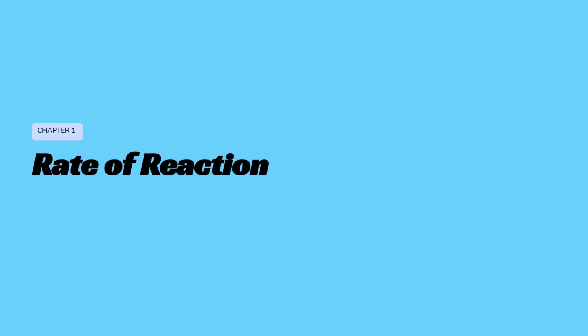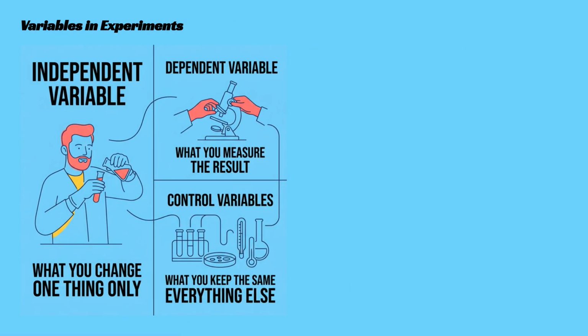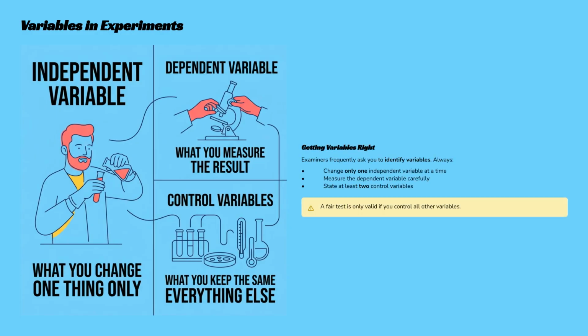Chapter 1 focuses on the rate of reaction, investigating the factors that affect how quickly a chemical reaction takes place. The rate of reaction measures how quickly reactants are converted into products. A faster rate means more product is made in less time. Remember the 3 types of variables: independent, dependent, and control. For a fair test, change only one independent variable, measure the dependent variable carefully, and control all others.